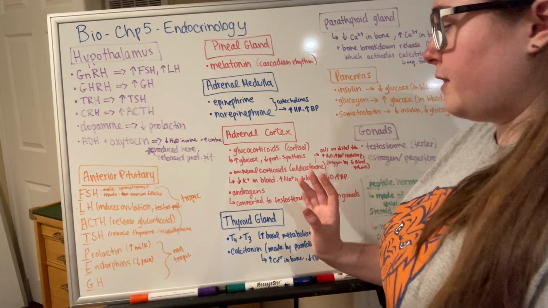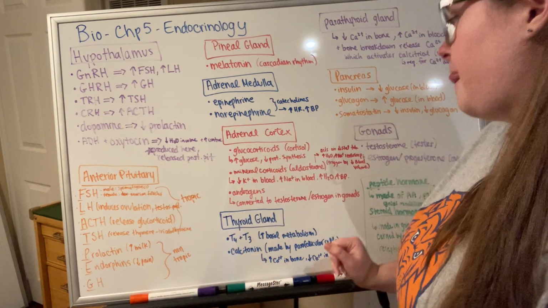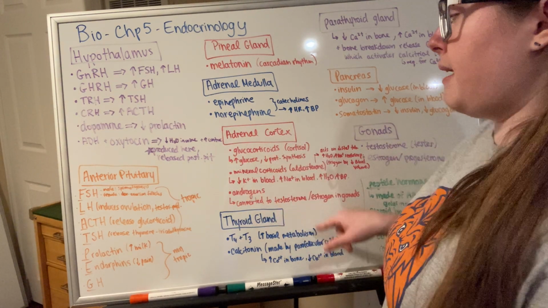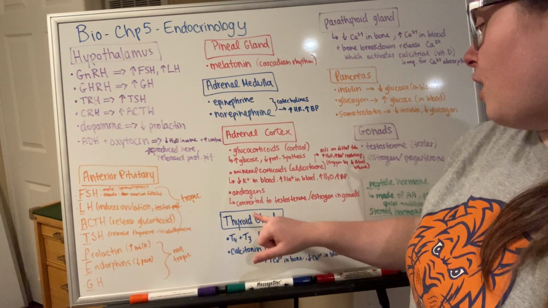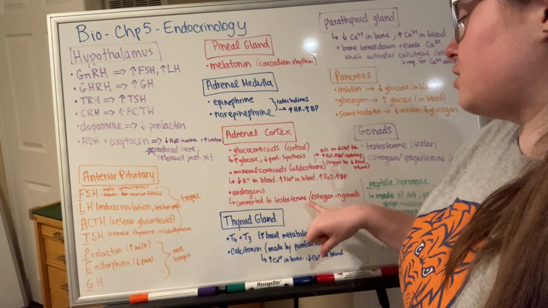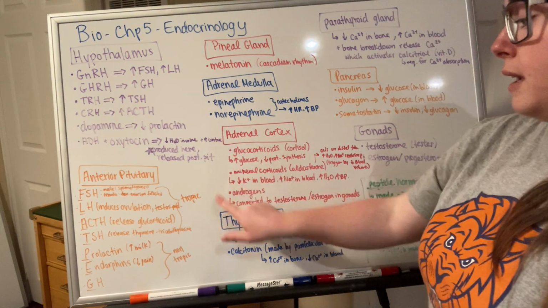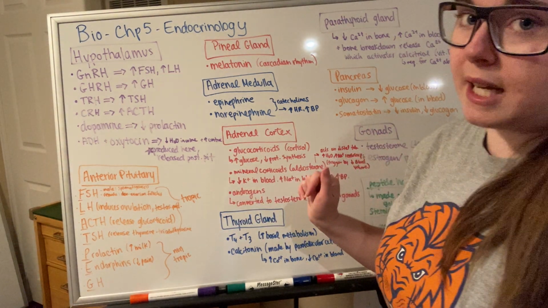But again, more specific, we will get into that with the kidney. But then we have androgens, which will be secreted by the adrenal cortex, but they are converted to testosterone and estrogen in the gonads, okay? So those are the three kind of main important things from the adrenal cortex.